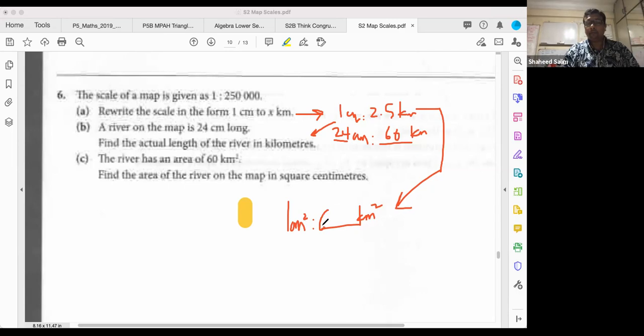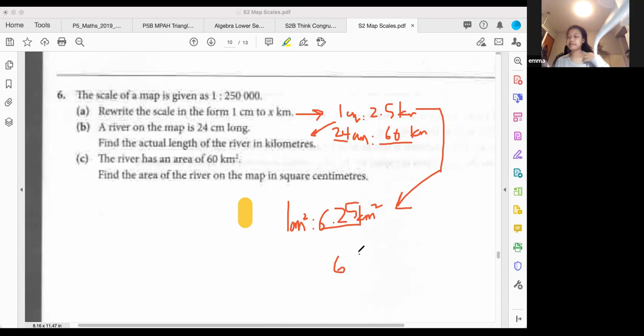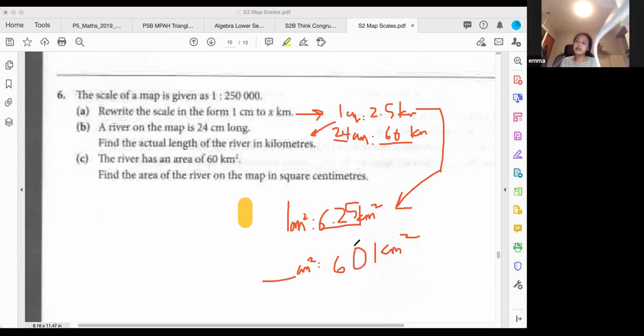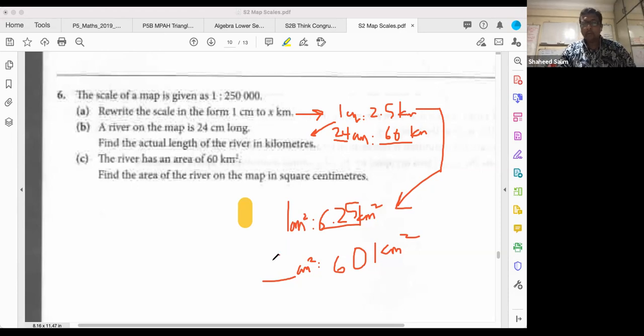6.25. Well done. Okay, now you need to score the goal now. 60 square km. They want to know in square cm. How much is it? It's 60, yeah. 60 square km. 9.6. So is it easy, Emma?